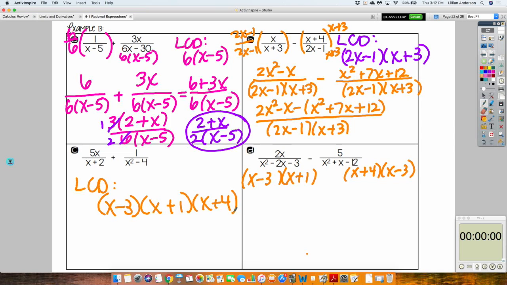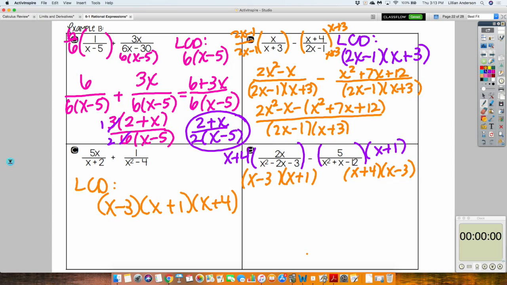What do I need to multiply the first fraction by so that it's the common denominator? So I need to multiply the top and the bottom by x plus 4. What about the second fraction? X plus 1. So, can I skip this middle step right here of writing them separately and then combine them together? Can I just combine them together?